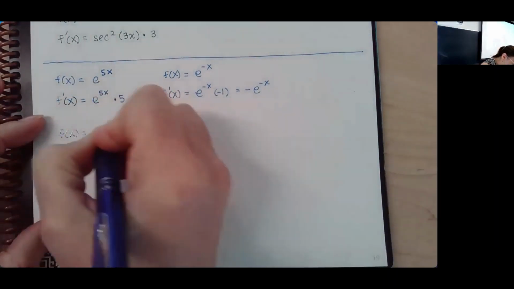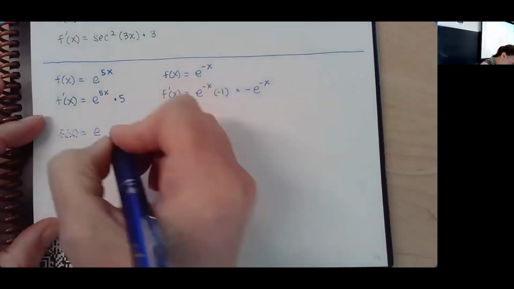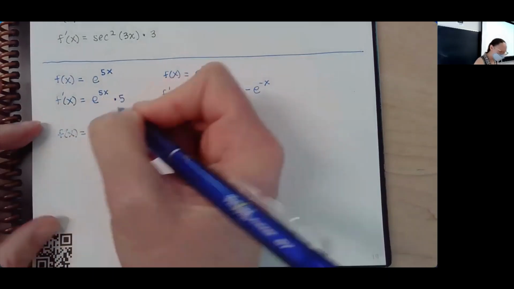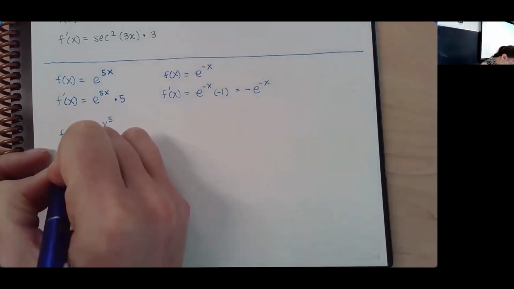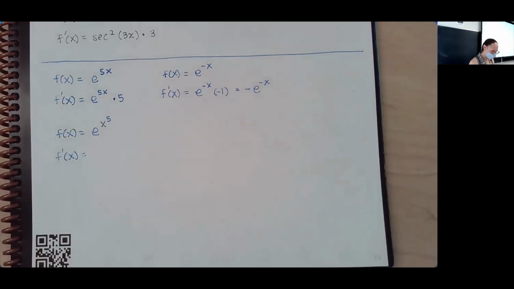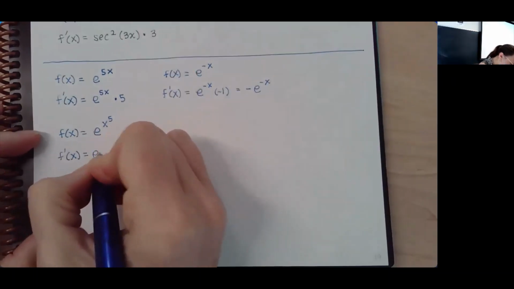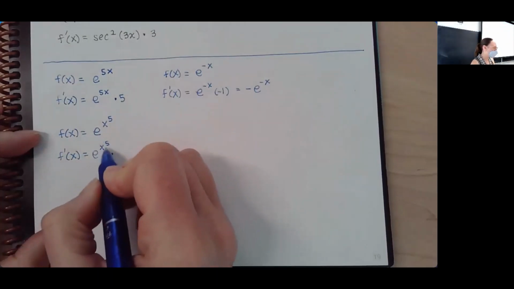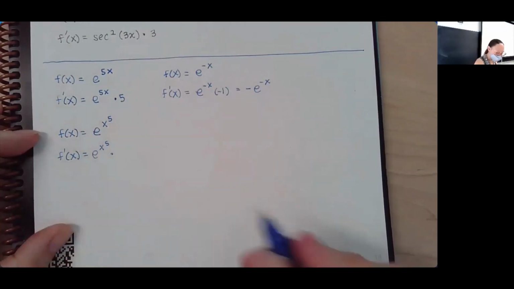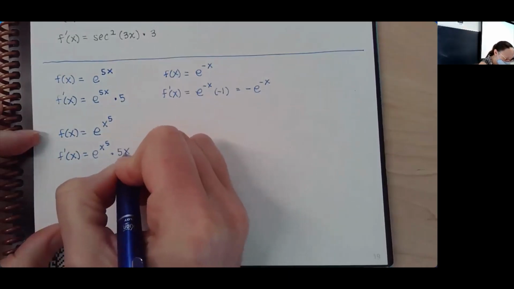If my f of x was e to the x to the 5th, and I went to take that derivative, I've got an e to the something again. So the derivative of e to the something is e to the something times the derivative of whatever was in that exponent. And the derivative of x to the 5th is 5x to the 4th.